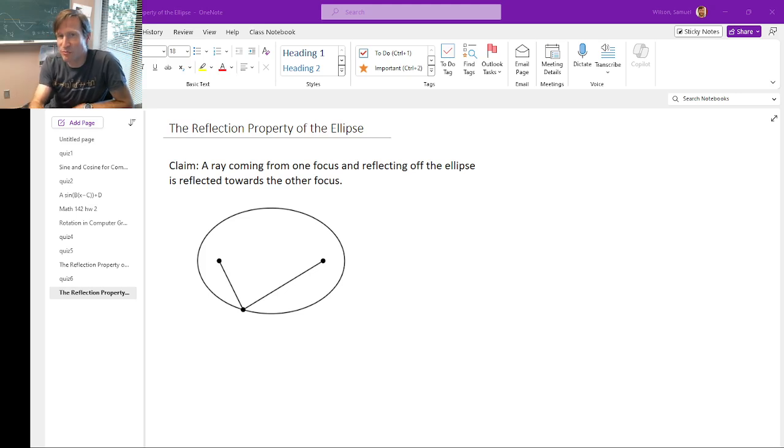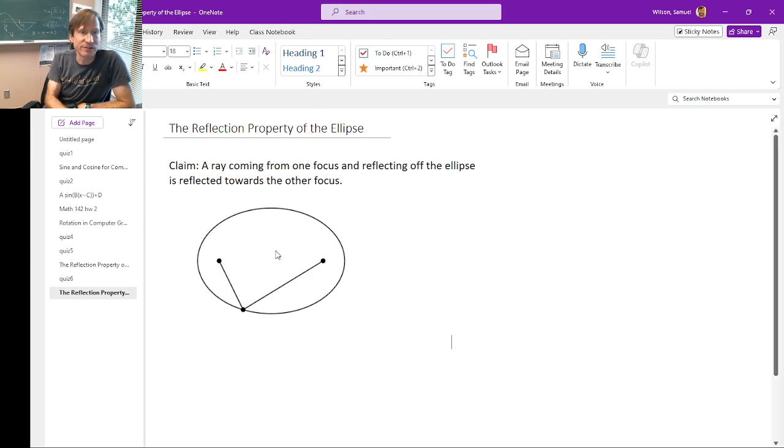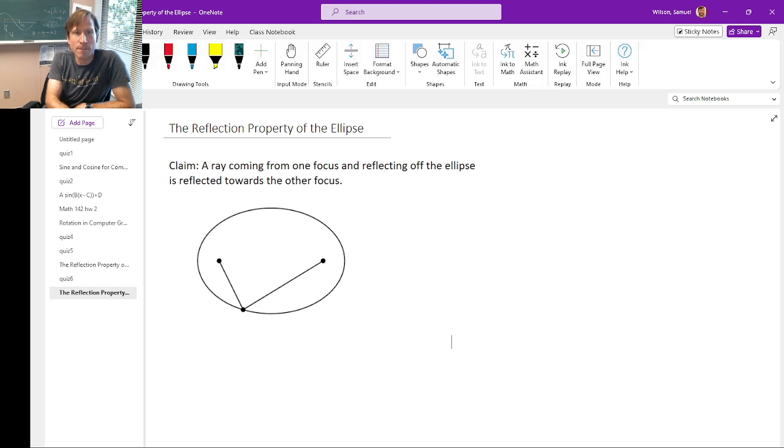Let's prove the reflection property for the ellipse. Remember, the property that we think we noticed just by sketching is that a ray coming from one focus of an ellipse and reflecting off of the ellipse will be reflected directly to the other focus. So let's see if we can prove this.